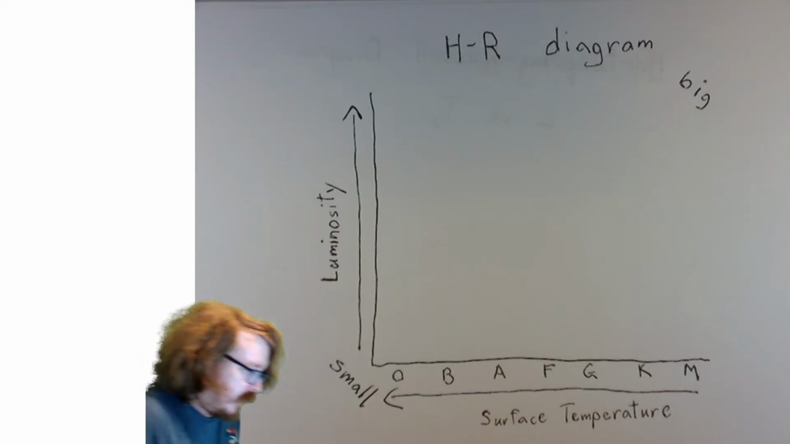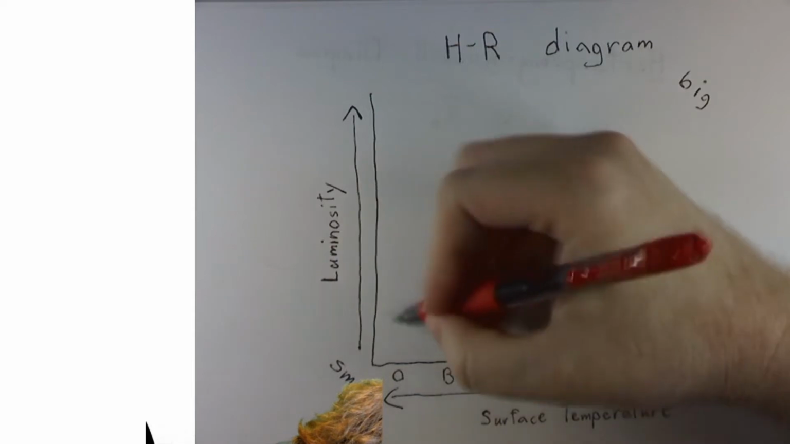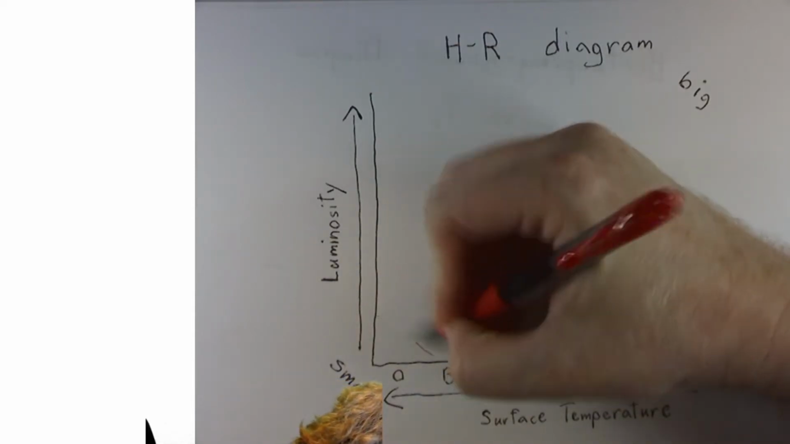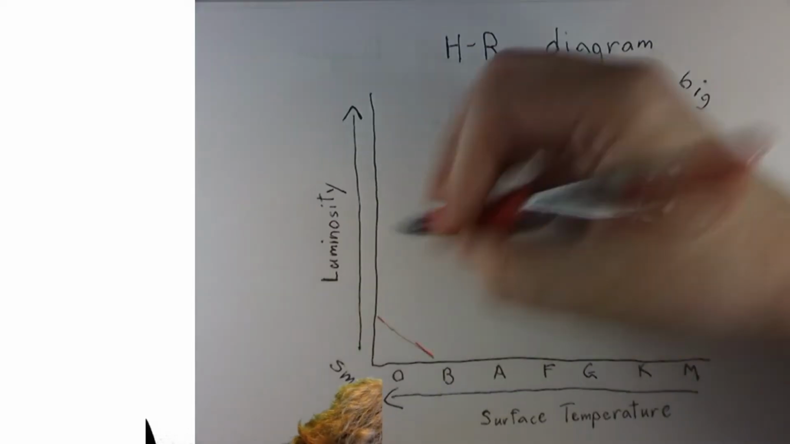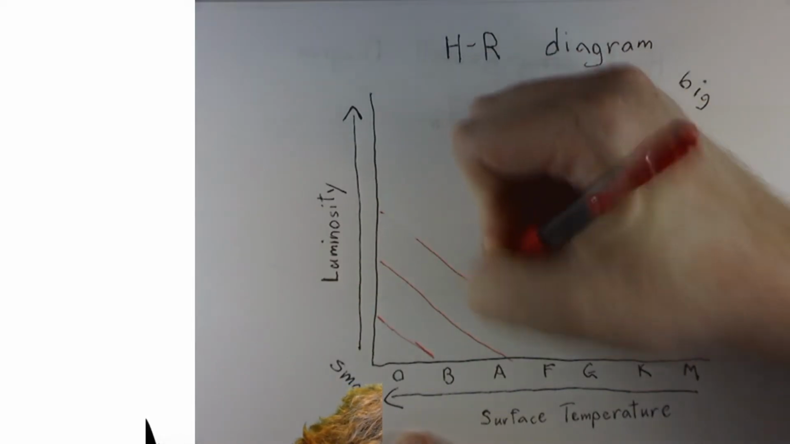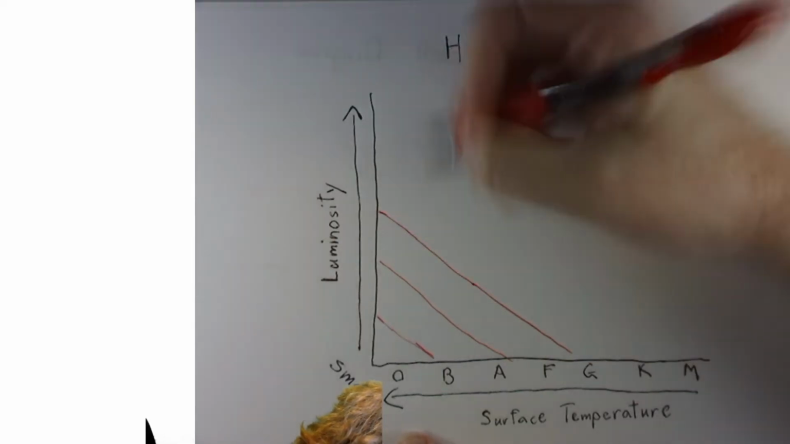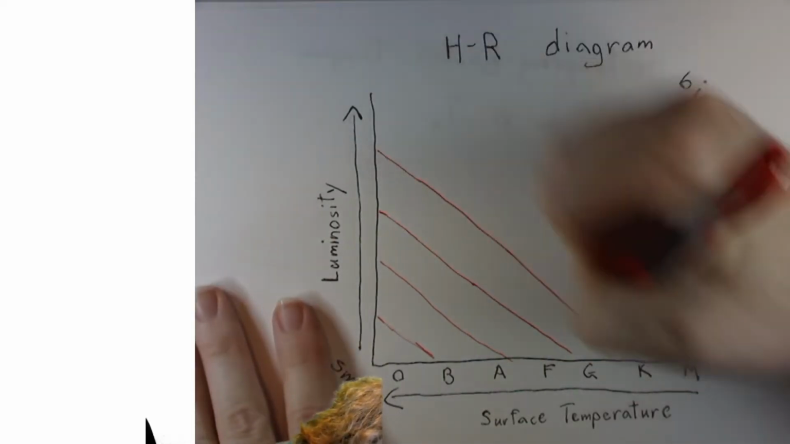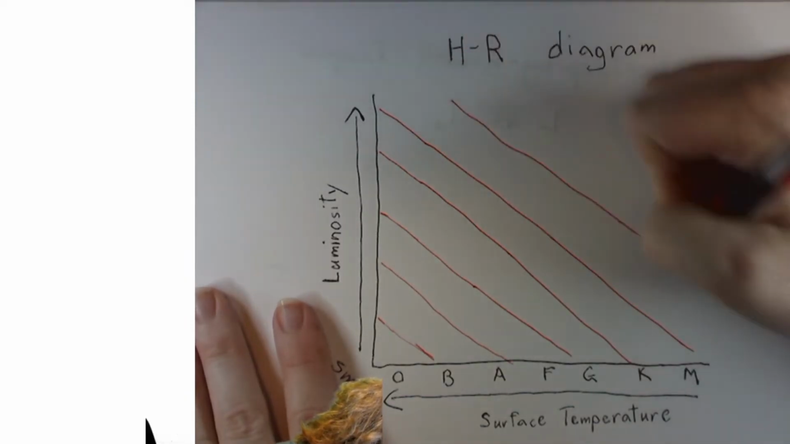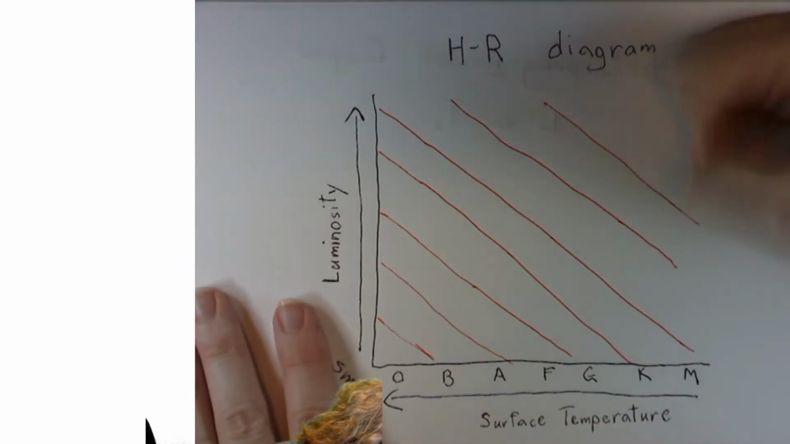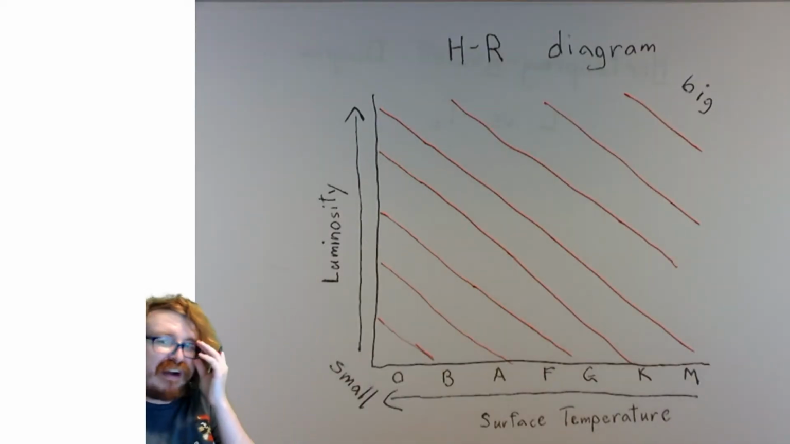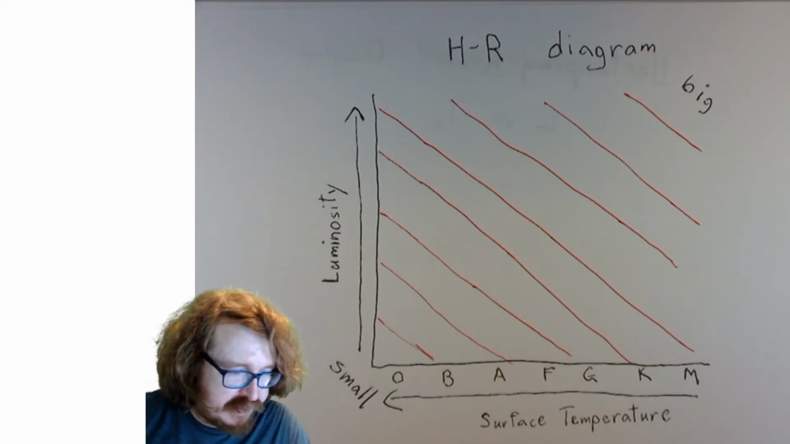Check this out. Here we go. Let me just add some diagonal lines onto it. If my pen works. There we go. And there we go. Now, what have I done here? What have I added to this picture?